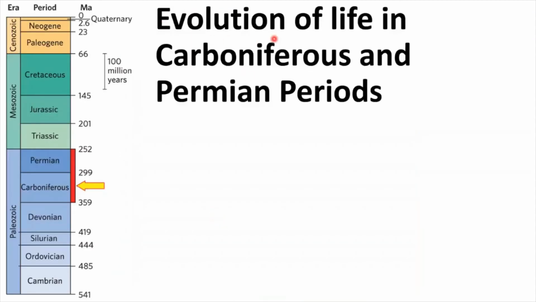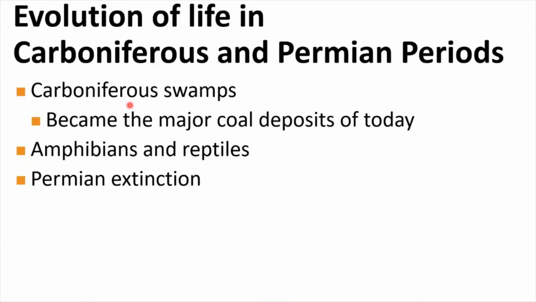Now, what did the evolution of life look like in the Carboniferous and Permian periods? We have these major Carboniferous coal swamps that became the major coal deposits of today. Remember, we talked about how coal forms. It is basically from plant debris that fell in a swamp and is cooked and compressed and transforms over millions of years into coal. We also see amphibians and reptiles. And at the end of the Permian, we see a major mass extinction.